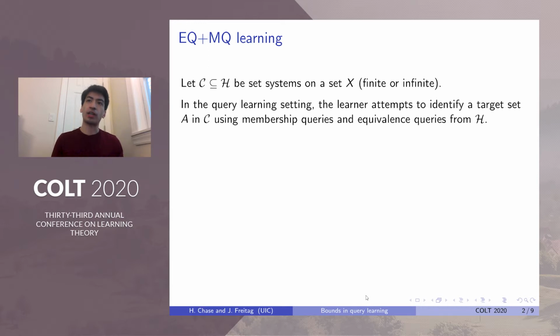In the query learning setting, the learner is attempting to identify a target set A in the class C using membership queries, where we can ask about a particular element and find out whether or not it's in the target, or equivalence queries from H. So we can submit any set from H as a guess. If we manage to submit the target set, then we've succeeded. Otherwise, we will get a counterexample, some element that is in our hypothesis but not in the target, or vice versa.